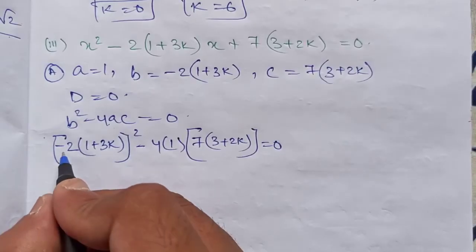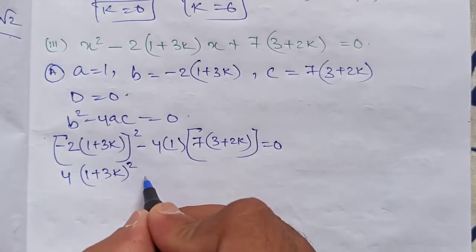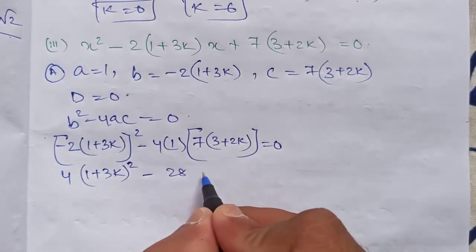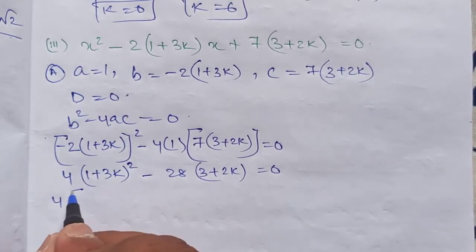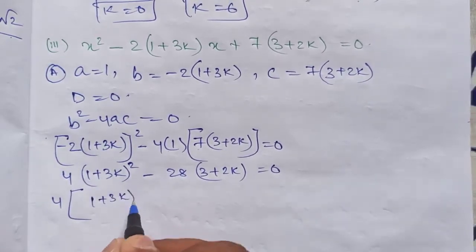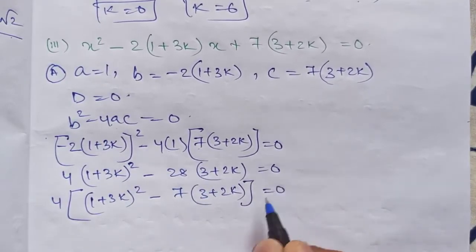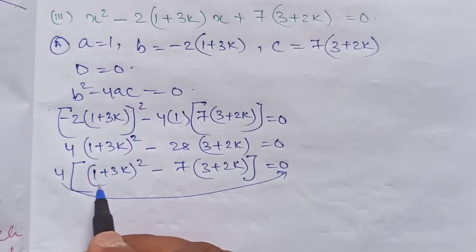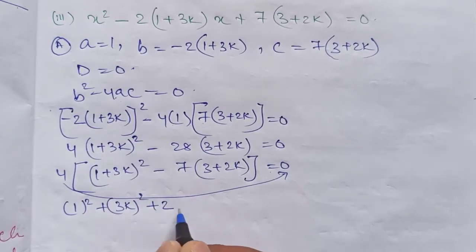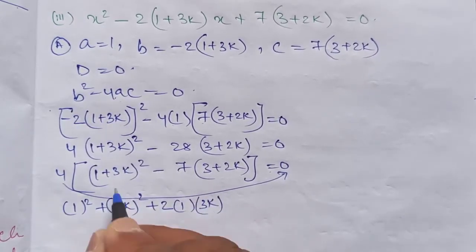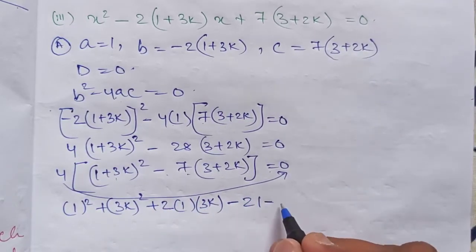Now use the square formula. Minus minus is plus. 2 2s are 4. (1 plus 3k) whole square minus 4 7s are 28. (3 plus 2k) we will get. Okay, take out 4 common from here. We will get (1 plus 3k) whole square minus 7 into (3 plus 2k) equals to 0. Divide 4 here, it will become 0. Use a plus b whole square formula. A square plus b square plus 2ab for this, minus 7 3s are 21, minus 7 2s are 14k equals to 0.